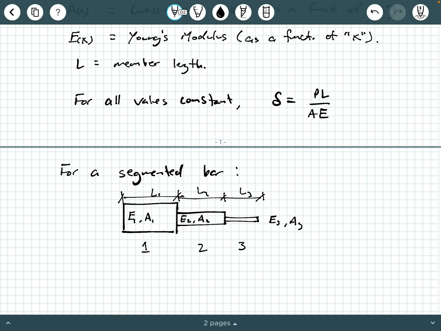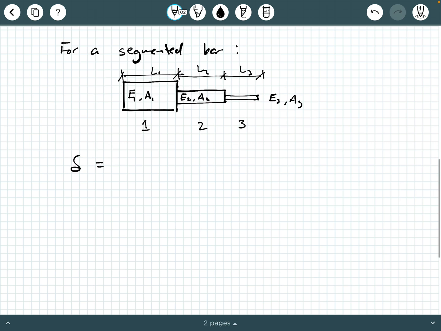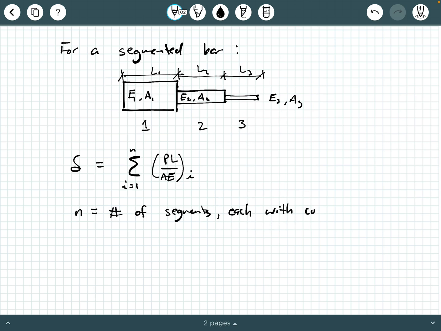If you have a segmented bar and each of those segments is supporting constant values for each segment, then we can write the following version of the formula. We can have delta equals the summation of PL over AE sub i, where i goes from 1 to n, where n equals the number of segments, each with constant values of P sub i, L sub i, A sub i, and E sub i. Okay, so again, this is the summation version of that formula, when you have segments, but on each segment you have constant values. Okay, so that's it basically in a nutshell.